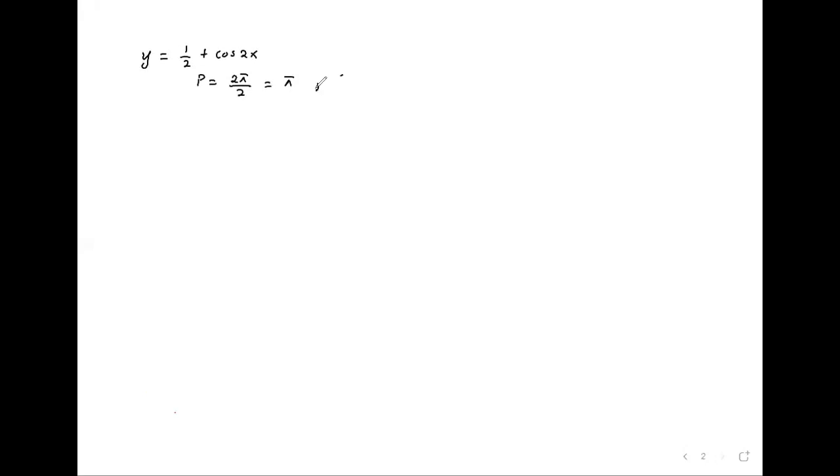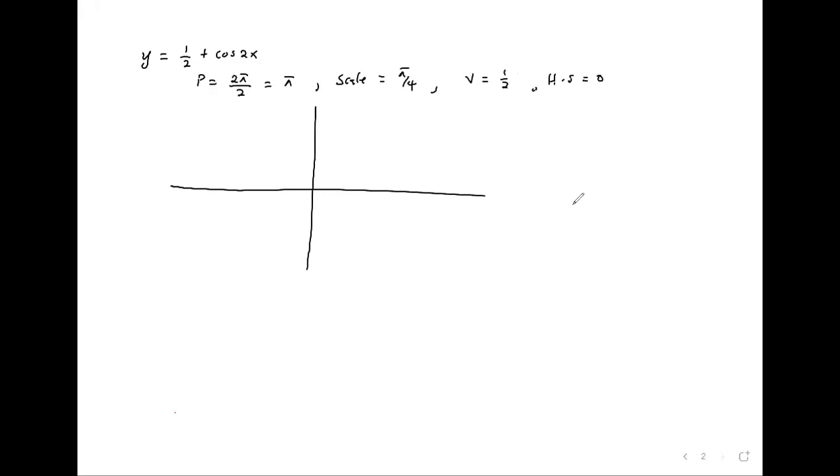So we know that the scale will be pi over 4. So it's no longer pi over 2 now because I'm dividing the period by 4. So it is pi over 4. And then the vertical shift is half. Horizontal shift is 0. So we can sketch this guy here.